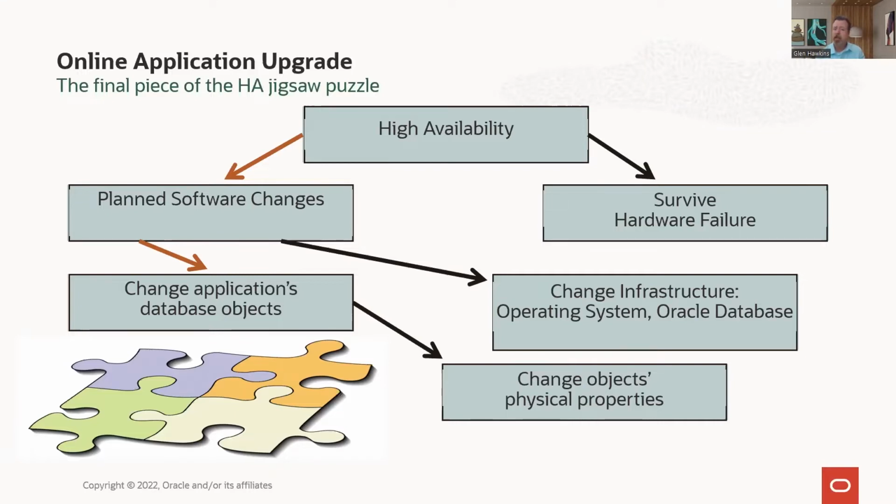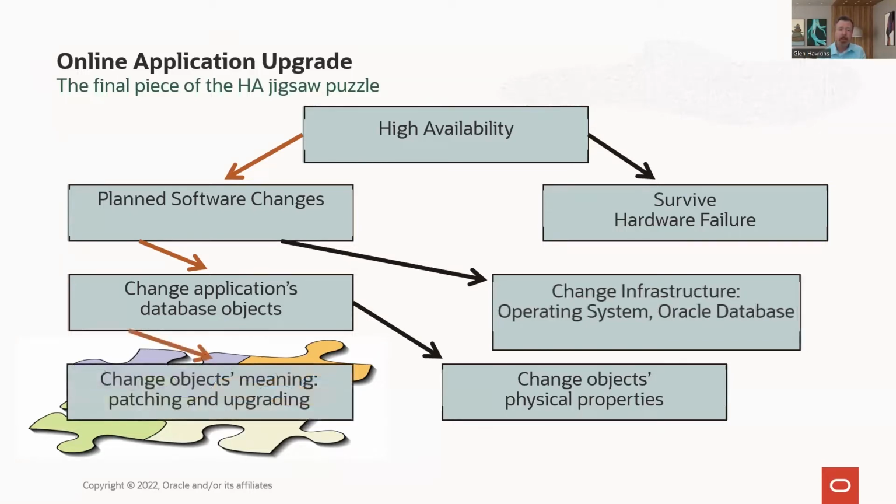Planned software changes, surviving hardware failures, data center outages, any type of infrastructure down, and then logical errors that might happen, human errors that might occur. And of course, changing the database application's database objects as part of planned maintenance. Let's keep in mind that planned maintenance happens a lot more often than failures. This is a more common occurrence, and if you care about your business continuity, it needs to be one of the main focuses.